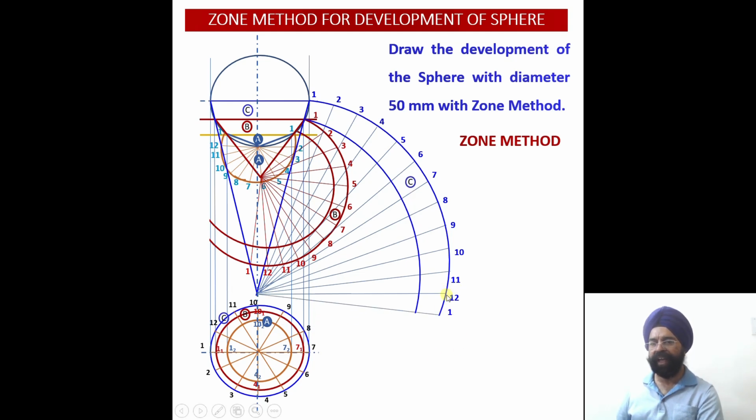So you see, if you end up at 12, 11 arcs will be available, 11 segments will be available. So your starting point and your end point should always be the same. First, second, third, fourth, fifth, sixth, seventh, 8th, 9th, 10th, 11th, 12th. So 12 segments we have been able to achieve. Now this is the development for the third zone. This is the development of the first segment, this is the development for the second segment, this is the development for the third segment, which is segment C. So this way we have been able to develop the sphere using the zone method.